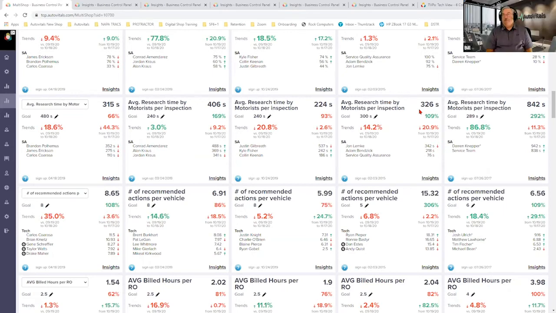And then also take into consideration the type of vehicles you work on. If you work on really complex vehicles, you could have a low number of recommended actions here, but it takes longer to explain to the customer. Now you can see the motorist research is higher. So that's why I said, understand your numbers, keep moving them forward, and understand the logic behind them.